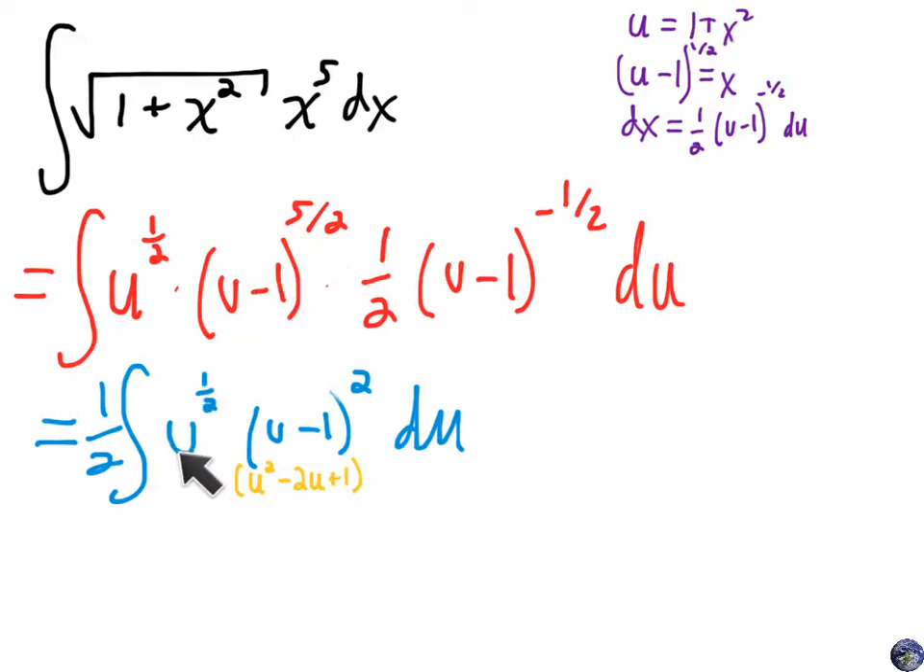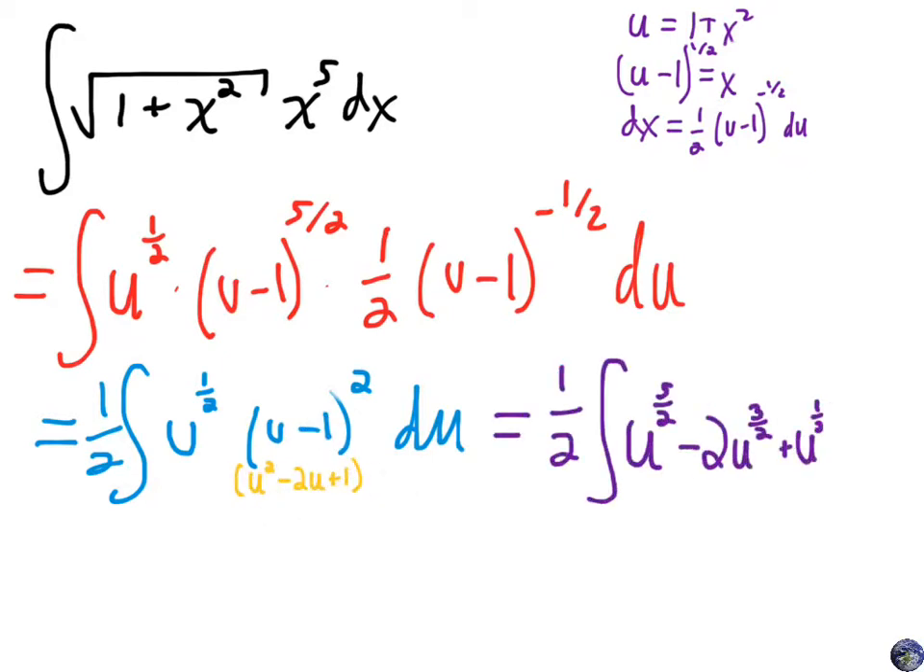So we've got a u to the 1/2 in front of this yellow stuff right here. If we multiply that out, don't forget we still have the 1/2 out in front. So this 1/2 is still out there. But when you distribute the u to the 1/2 in front of all this, it's u to the 5/2 minus 2u to the 3/2 plus u to the 1/2 du.